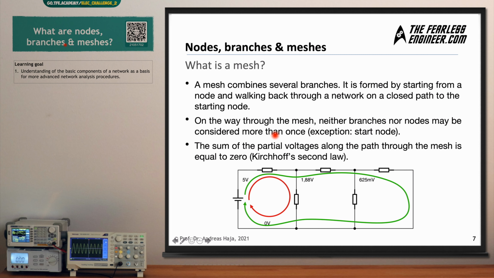The sum of the partial voltages along the path through the mesh, according to Kirchhoff's second law, must equal 0. So summing up all the voltages and also the source here at the end is identical to 0. This holds for every mesh which we traverse, the green one, the red one, or any other ones which we find here in this network.